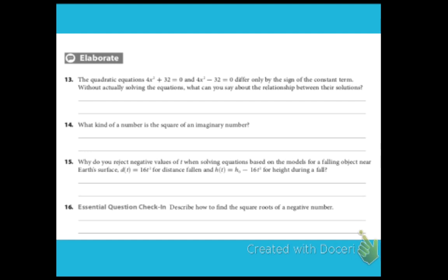And finally, essential questions. Describe how to find the square root of a negative number. So see if you can put that process that we just used in taking the square root of a negative number in your own words. That would really help you as you come back to try that in future problems, to have a strategy, a process that you use.